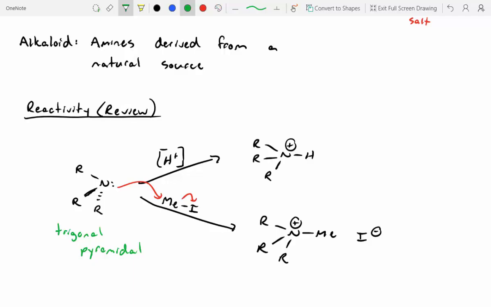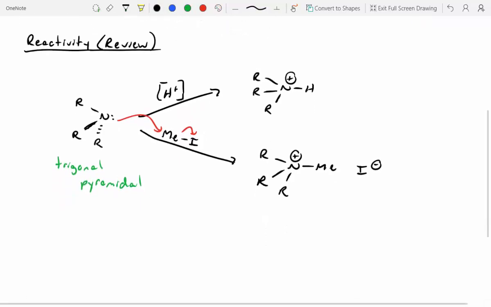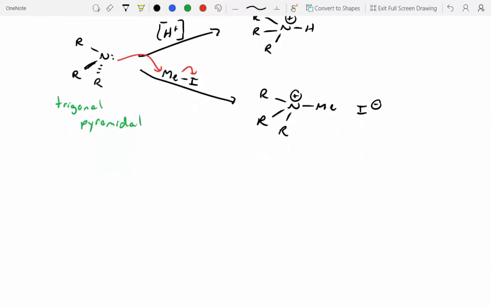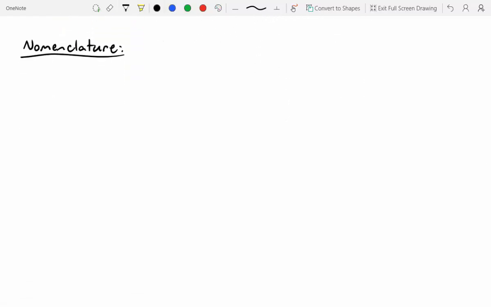Does that make sense? A little bit weird. If you go into P-Chem, you might talk about that more, but we're not going to even touch that in this class. All right, we'll briefly talk about nomenclature. Nomenclature for amines is similar to alcohol nomenclature.